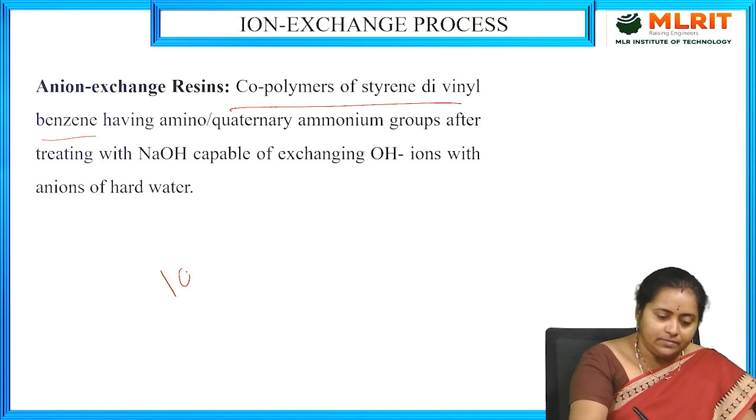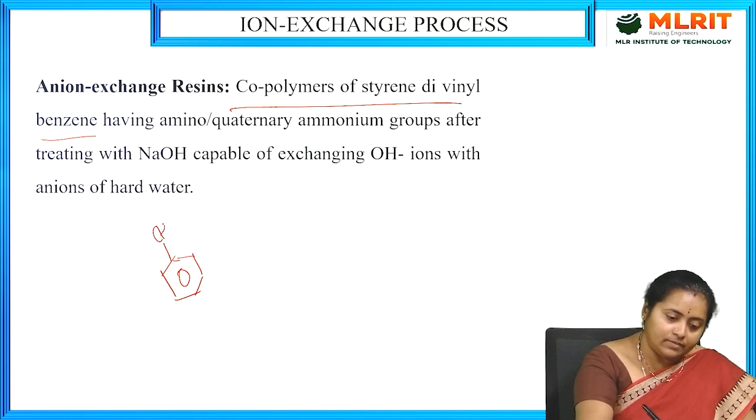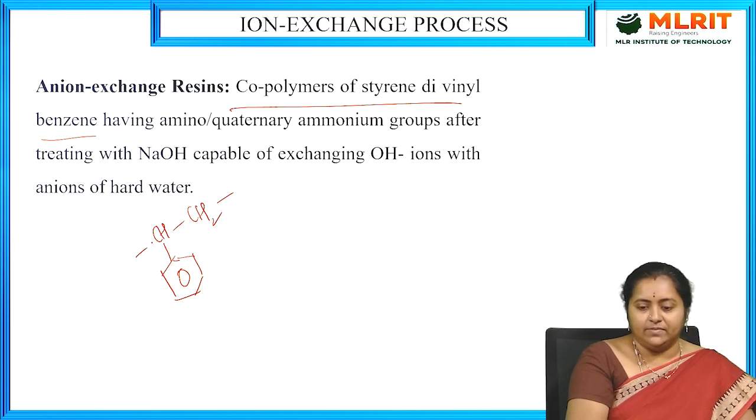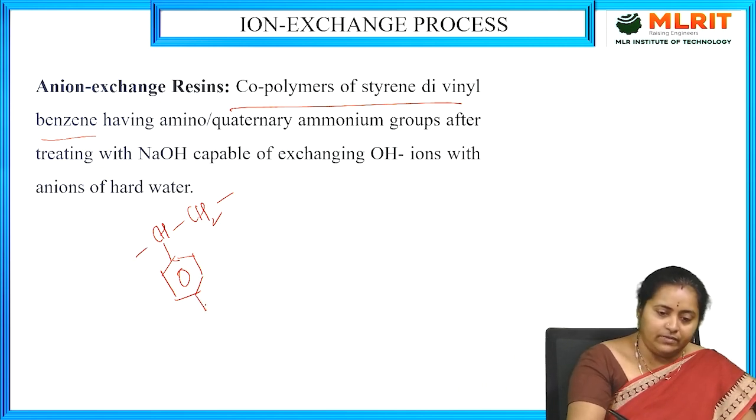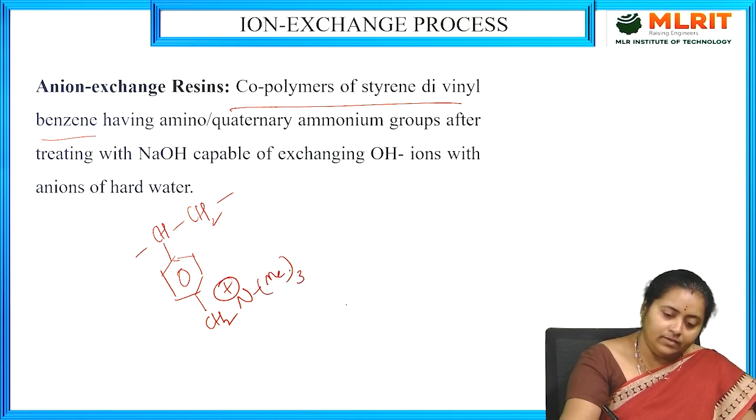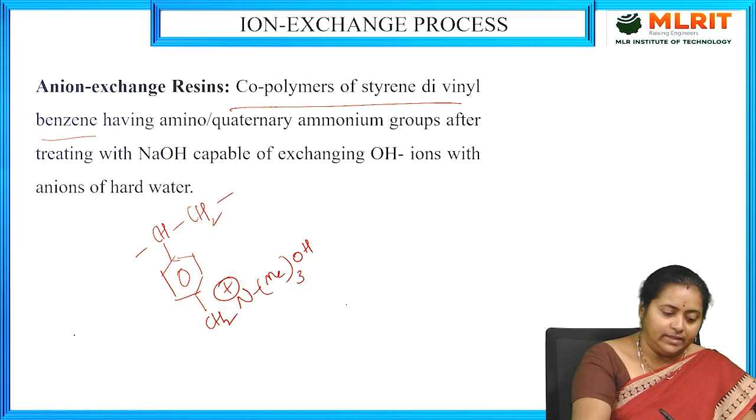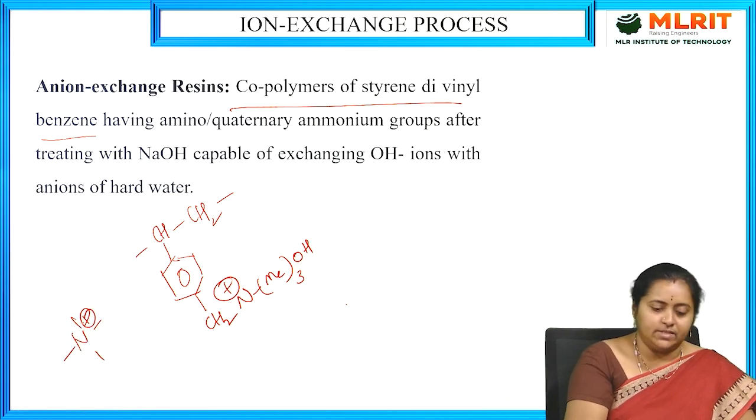That means this is a copolymer of styrene divinyl benzene, which is having a quaternary ammonium group, right? So here I am making use of the quaternary ammonium group. Actually, the valency of nitrogen is 3. If it is having more than 3 bonds like this, it will get a positive charge. This is called a quaternary ammonium ion.